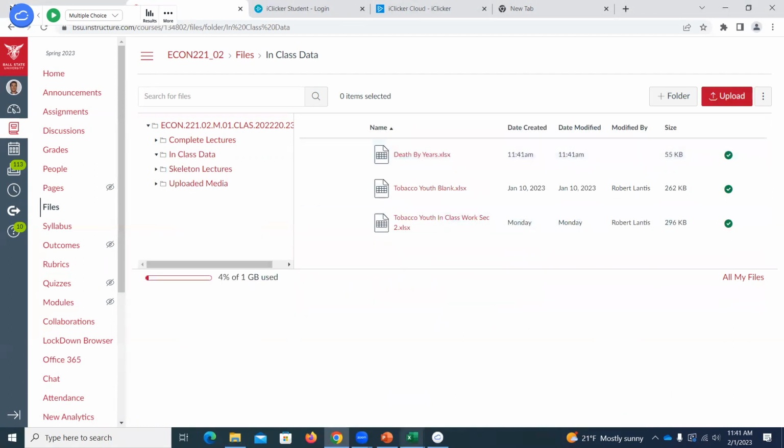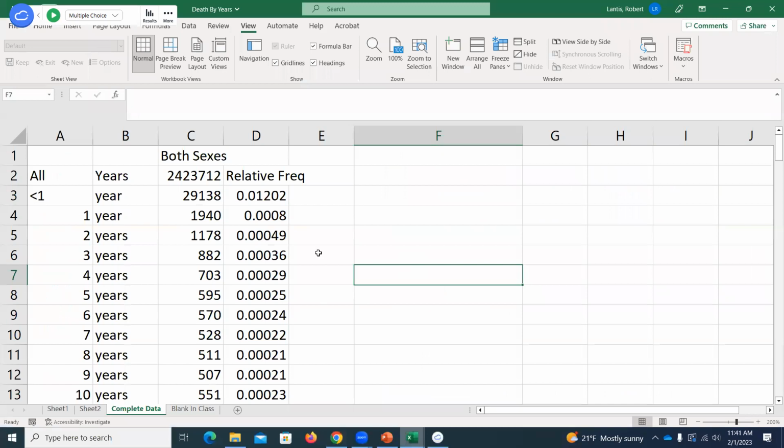Put it in there. All right. So if you want to pull it up, we're not going to do a whole lot of work in it today. I just want to kind of use it to set ourselves up for doing a lot of Excel work on Friday.